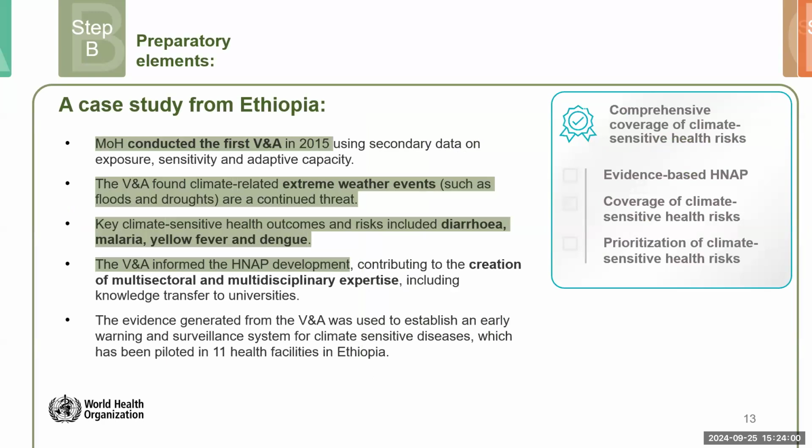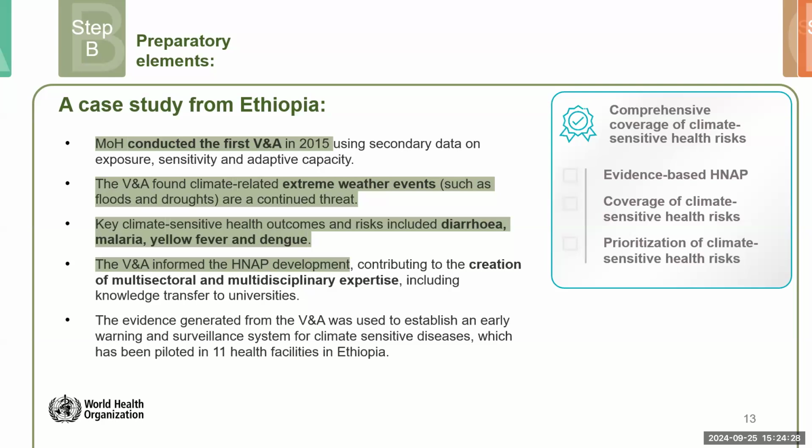And then from that, they found climate-related extreme weather events like droughts and floods were a continued threat for them. They found that out from conducting their VNA. And then they looked at what were some of the key climate-sensitive health outcomes and risks. For them, that included diarrhea, malaria, yellow fever, and dengue. And then the VNA informed the HNAP development. So they had the evidence there.